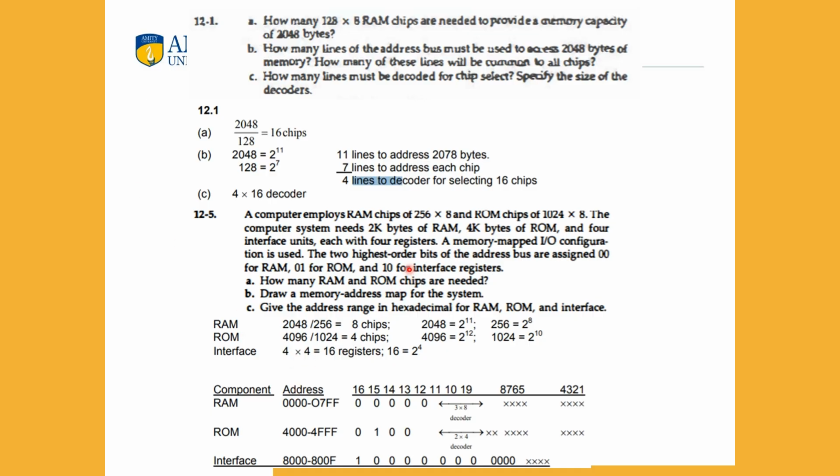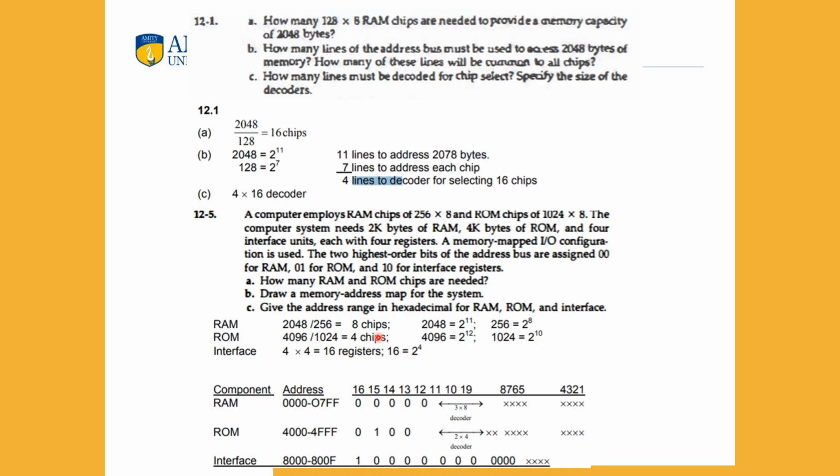Similarly, in the next question we are given a RAM of 256 into 8 and 1024 into 8 ROM chips, okay, and the computer system needs 2k bytes of RAM and 4k bytes of ROM. That means 2048 bytes of RAM and 4096 bytes of ROM. In order to calculate the values, we will perform the same way as previously. The RAM will be memory required upon the RAM memory.